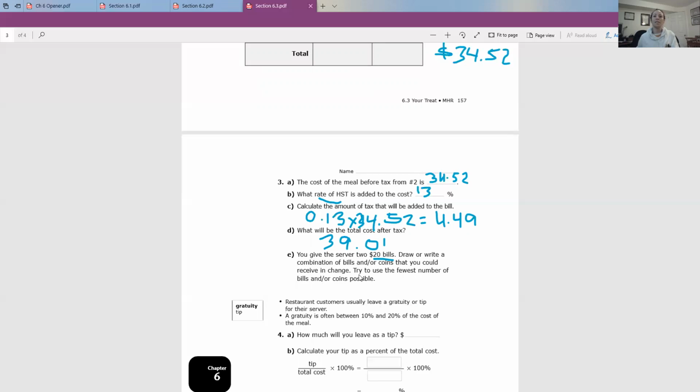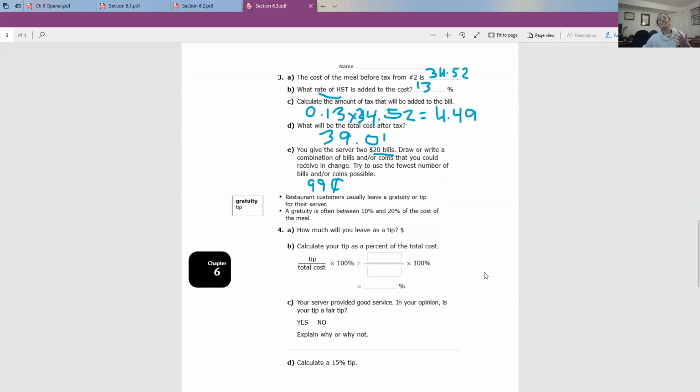Draw or write a combination of coins. I know you can do this on your own. So for me, I ended up with about 99 cents back. Okay, so 99 cents. You can draw out all your combinations of coins that you got for yours. Now, this is where gratuities and tips come in. So let's pretend that you left the 99 cents on the table.